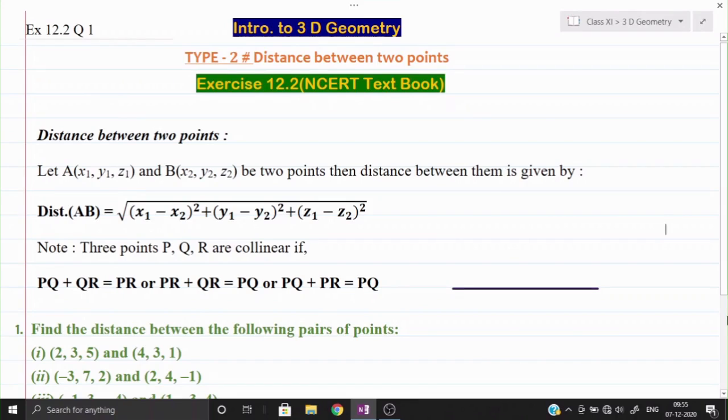Today we are going to start exercise 12.2 of the chapter Introduction to Three-Dimensional Geometry. We are going to start today. The topic is distance between two points.